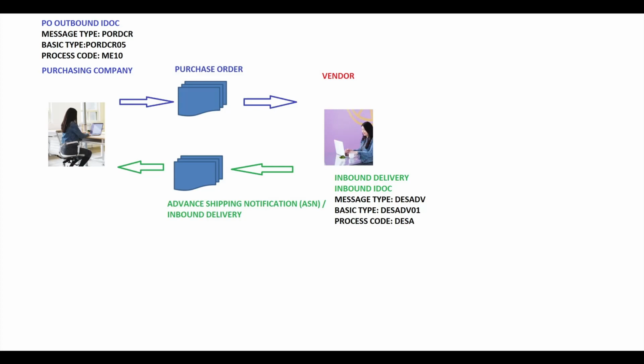To receive the IDoc, which is the inbound IDoc, for inbound delivery, the message type will be DESADV, and the basic type will be DESADV01, and the process code will be DESA. I'll show you in the configuration how it is done.